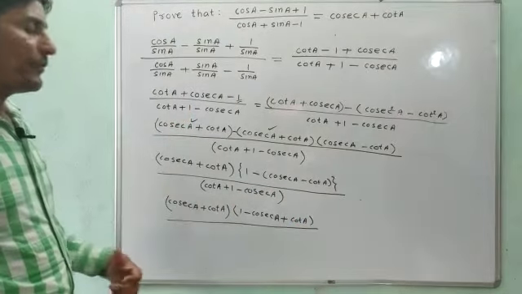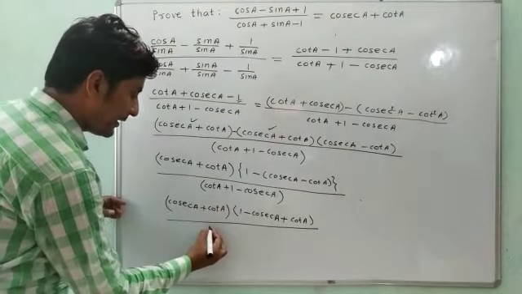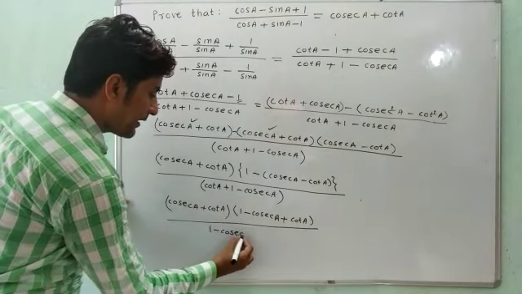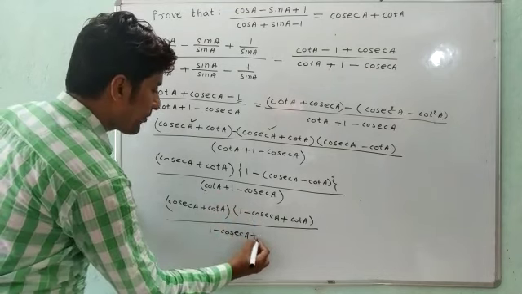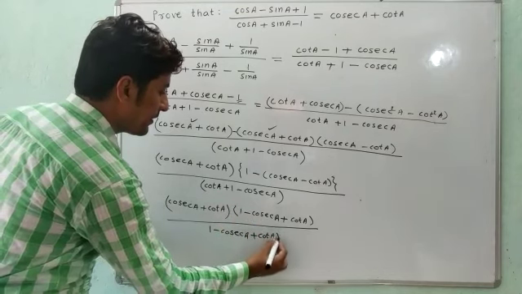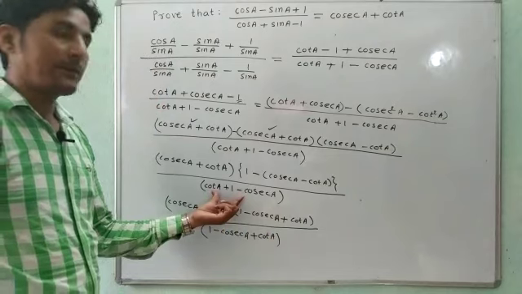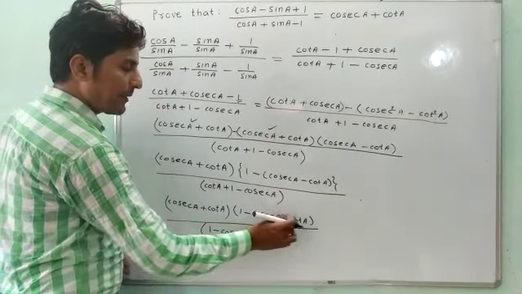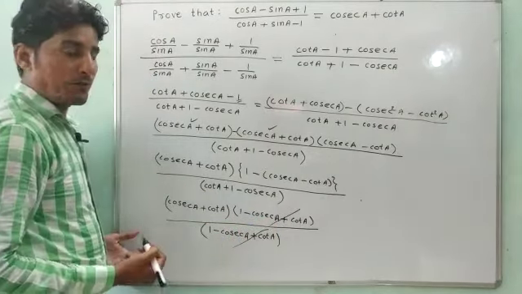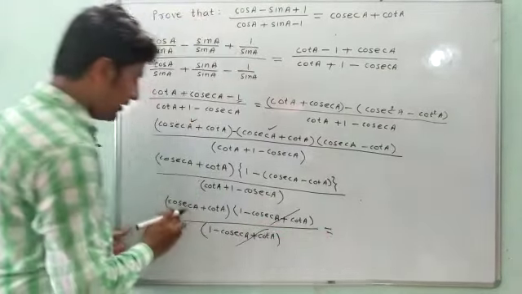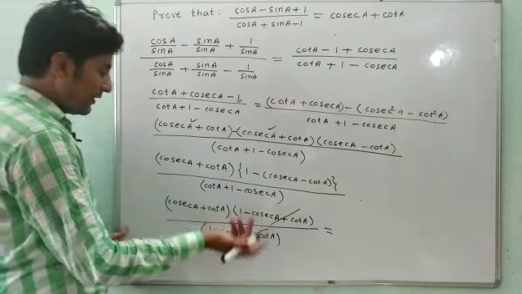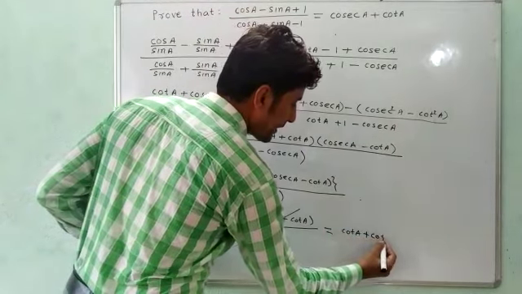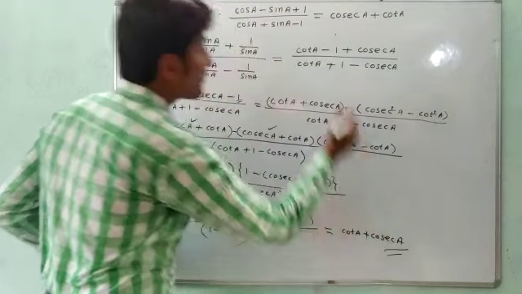Here in the denominator we can rearrange them. 1 can be written here, after that we can write minus cosec A, and we can write plus cot A at the last. Now both are the same thing. Now here 1 minus cosec A plus cot A, 1 minus cosec A plus cot A, both the terms are the same, so both can be cancelled. Finally we have cosec A plus cot A, or we can say cot A plus cosec A also. So this is also true.